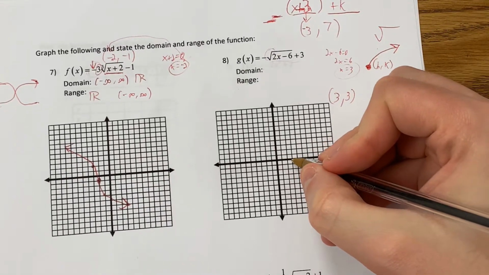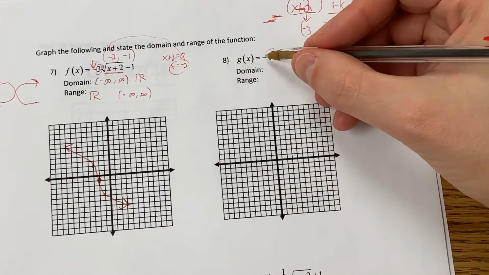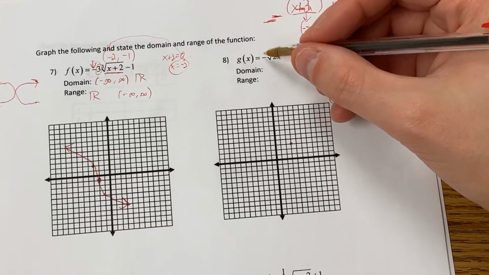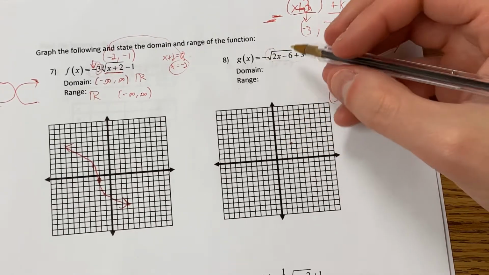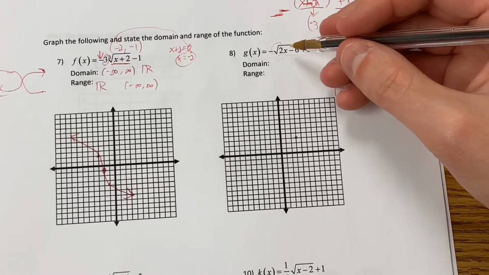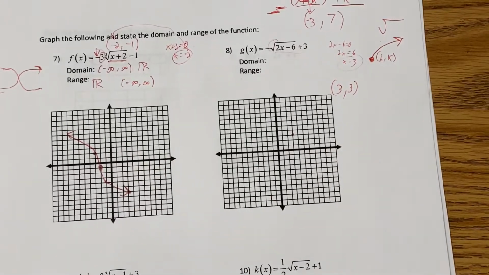1, 2, 3, 1, 2, 3, like that. Okay. This is going to go downwards because of that, like here. And I'll be honest, the easiest way to do this one is probably just in a calculator to double check your points. I'll show you how to do that. So let me go get a calculator.